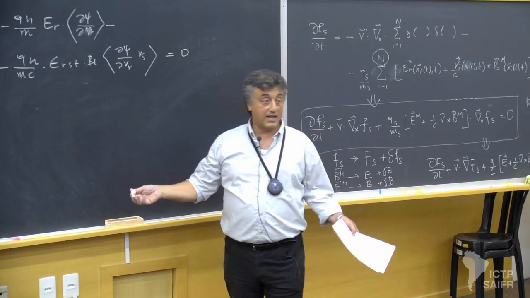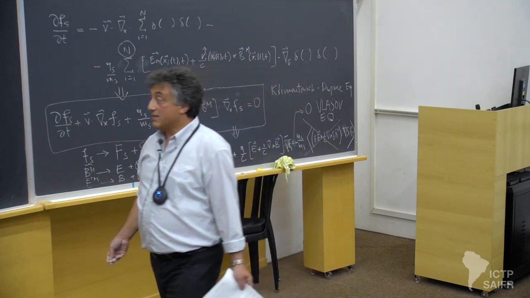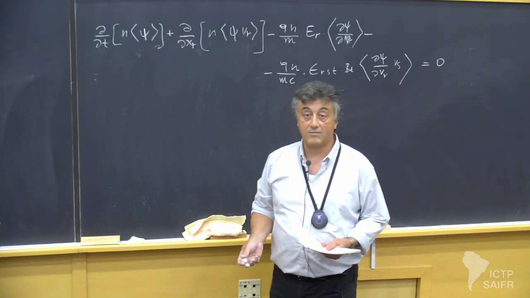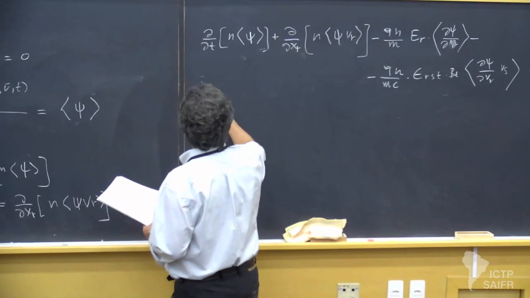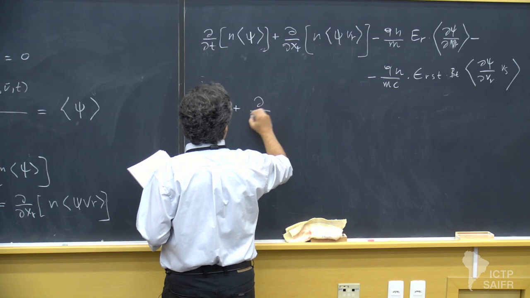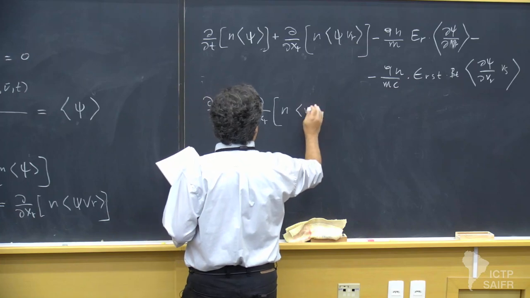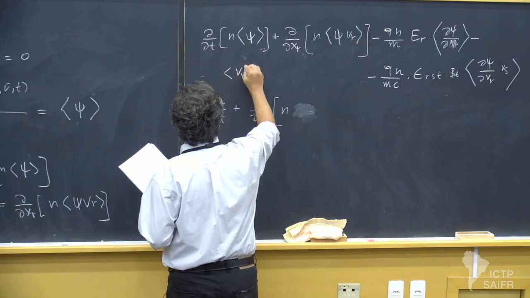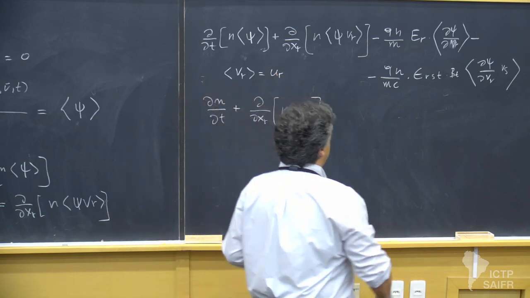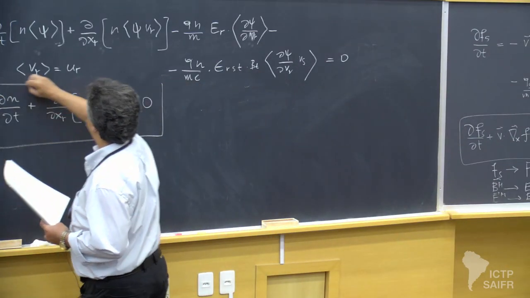At this point, since psi is completely general, I can do whatever I want with it, right? So, for instance, I can take psi equal 1, just a number. Then I have dn in dt plus d in dxr of n times the mean value of vr, let's say that it's some ur. And then this term is 0, this term is 0. You know what this is?